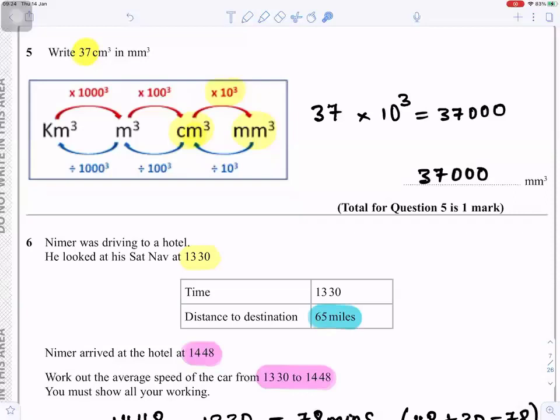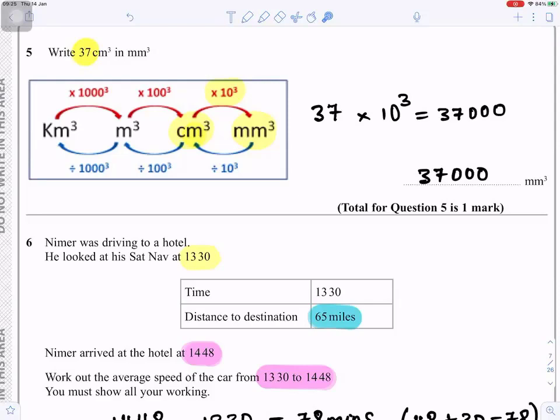Question number 5. Write 37 centimeters cube in millimeters cube. If you look at what I've written there, it's giving you the formula for the conversion scale. We have highlighted centimeters cube in yellow and millimeters cube in yellow. So to change from centimeters cube to millimeters cube, you multiply by 1000. So 37 times 1000 gives you 37,000.